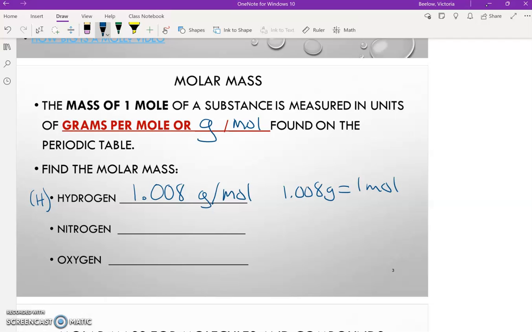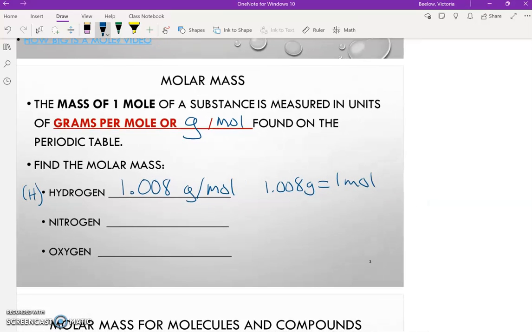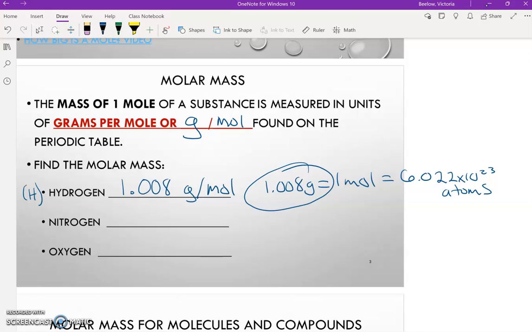Again, this is really important for when we get to picket fences. Also, you could say that this is equal to 6.022 times 10 to the 23rd atoms of hydrogen. So all of these are equivalent to each other. If you had about a gram of hydrogen, a little over a gram, you could also say you have 1 mole of hydrogen, and you would know exactly how many atoms of hydrogen are present without having to count them.